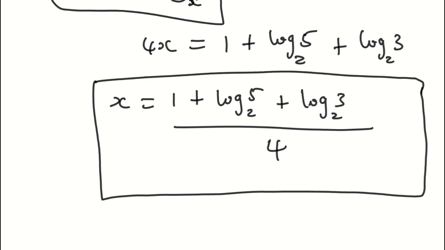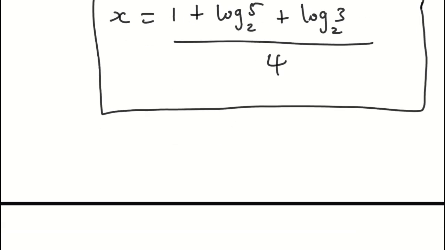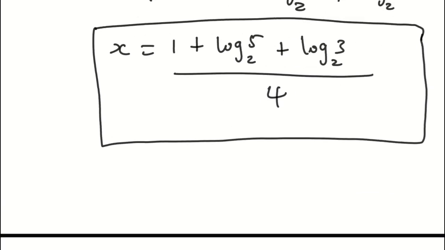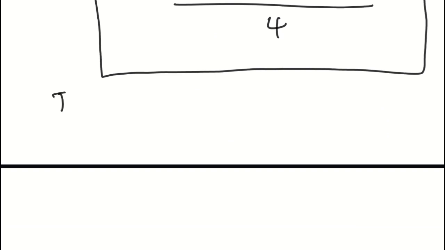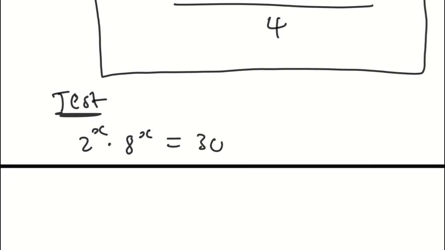But hold on, we need to test whether it is really the value of x that will satisfy the equation. So let's go back to the equation that we had before, which is what? Let me just write it here again. So we're doing some tests. And the equation was what? 2 raised to power x times 8 raised to power x is equal to 30. Let's see if this will give us what we want.